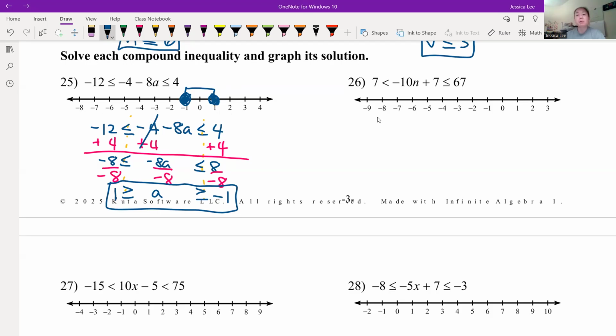Okay, so we got number 26. 7 is less than -10n plus 7. If you have not paused yet, please make sure you do that and do this by yourself. Try it out. It will help your brain tremendously if you do this by yourself. Okay, so again, you're looking at the middle. You're not looking at the edges. You're looking at the middle to see what you need to do. You're going to get rid of this -7.